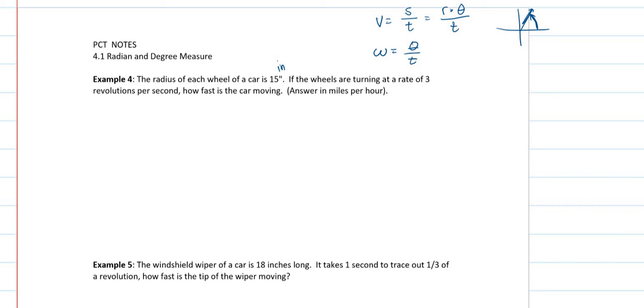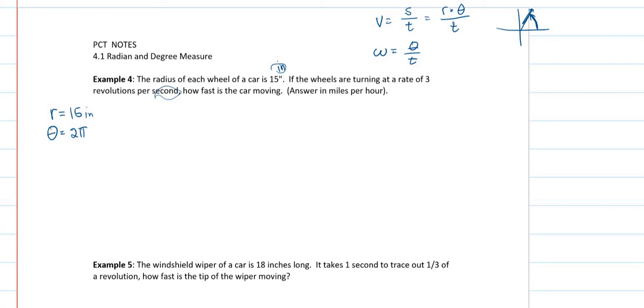For example 4, the radius of each wheel of the car is 15 inches. If the wheels are turning at a rate of 3 revolutions per second, how fast is the car moving? And they ask us to answer in miles per hour. Note, though, that they give our information in inches per second, so we're going to have to do some conversions at the end of the problem. So we know that the radius of the car wheels is 15 inches, and a full revolution would be 2 pi, and it does 3 revolutions per second.